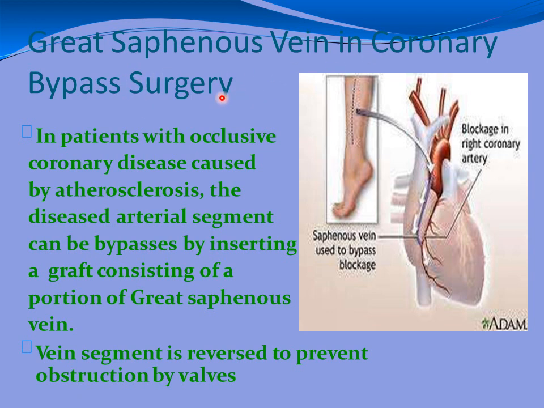Great saphenous vein in coronary bypass surgery. In patients with occlusive coronary disease caused by atherosclerosis, the diseased arterial segment can be bypassed by inserting a graft consisting of a portion of the great saphenous vein. The vein segment is reversed to prevent obstruction by valves. So that is the significance of the great saphenous vein; it can be used in coronary bypass surgery.